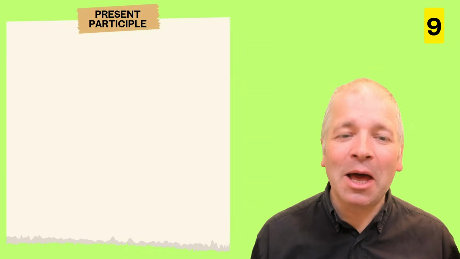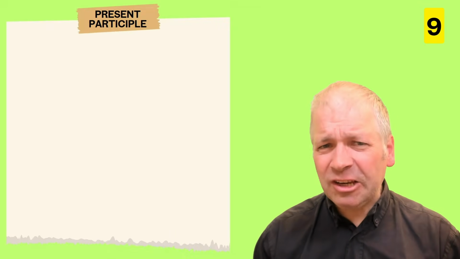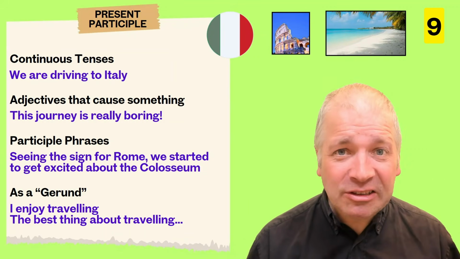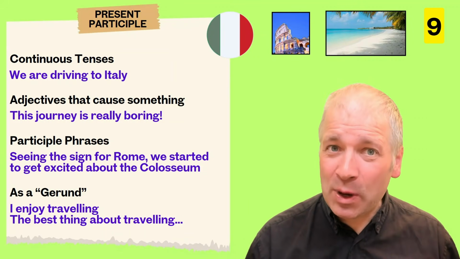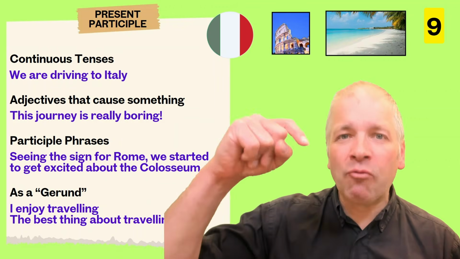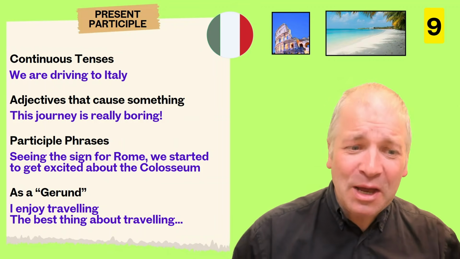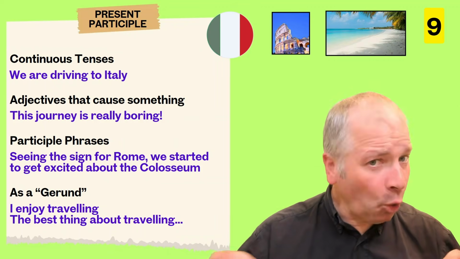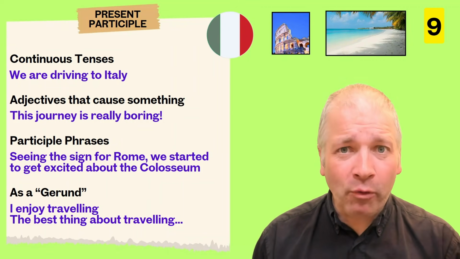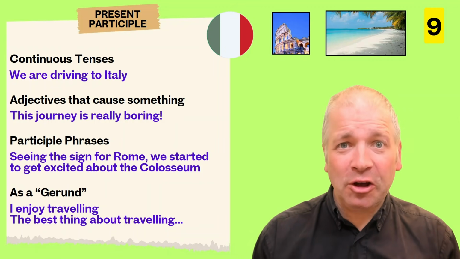Here's number 9. The present participle. The present participle is the ing form of the verb, and we usually use it in continuous tenses, such as we are driving to Italy. This means it's happening right now. But we also use it for other purposes too, such as adjectives that cause something. If I say, this journey is really boring, boring is an adjective, so that means the journey causes me to be bored.